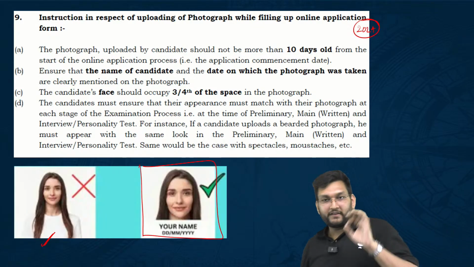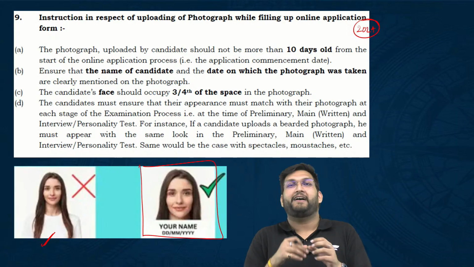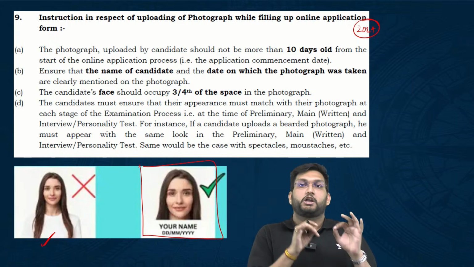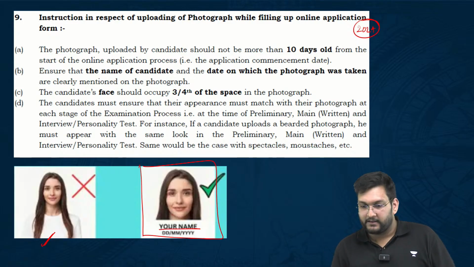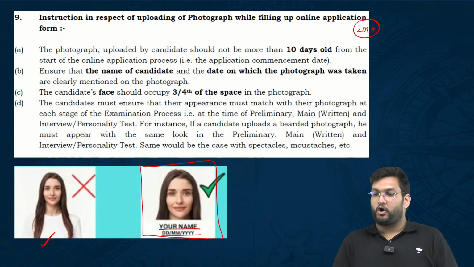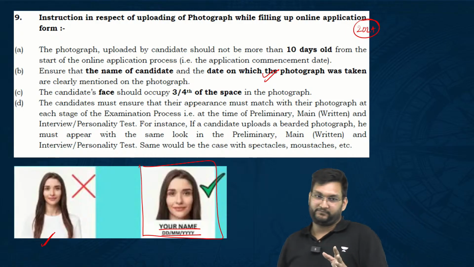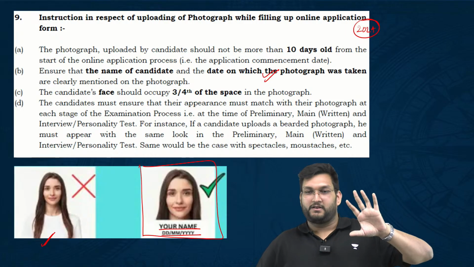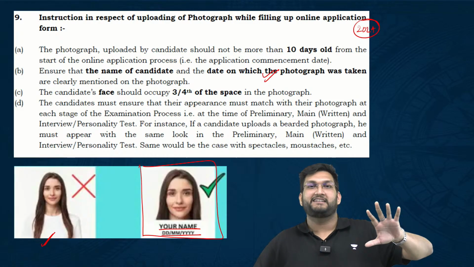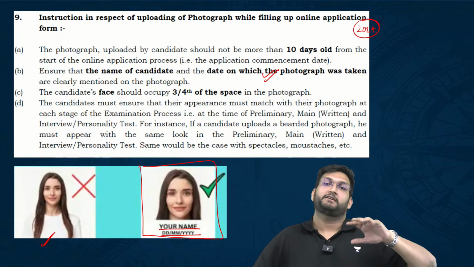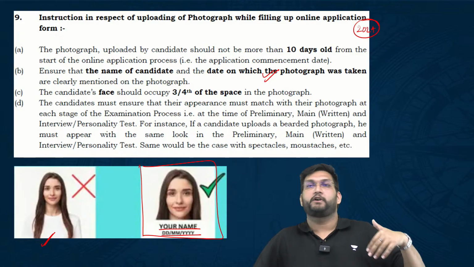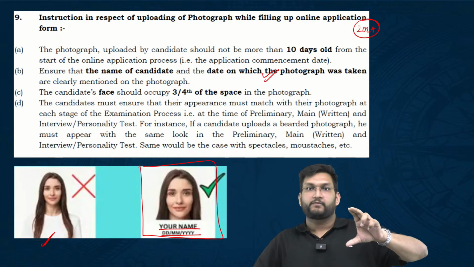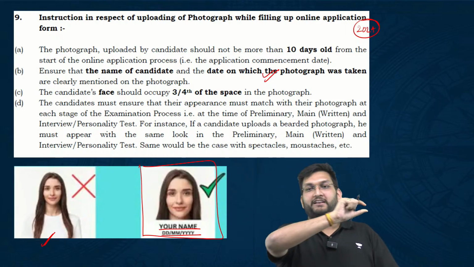Basically, it's not that you should have actually clicked the photo 10 days before. If you have a recent picture, you now need to write your name and also the date on which this photograph was taken. A lot of students said, sir, do I need to get it clicked today? No, all of you are digitally literate enough to do this yourself. You can go into Paint, or any app online, choose the photo, choose a tool through which you can write a text.